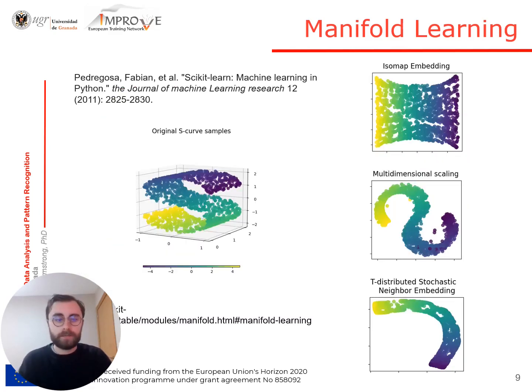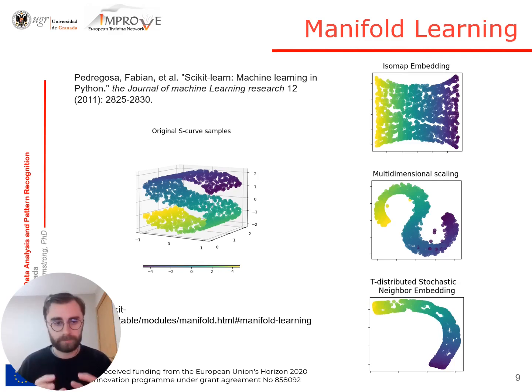So there's lots and lots of other types of manifold learning techniques. There's isomap embedding, there's multidimensional scaling, and there's t-distributed stochastic neighbor embedding, otherwise known as t-SNE. And this is just from scikit-learn, just very basic examples of different manifold learning techniques. What they did here is they've taken this S curve in 3 dimensions, so it's just an S along 3 dimensions with some randomness associated with it, right?